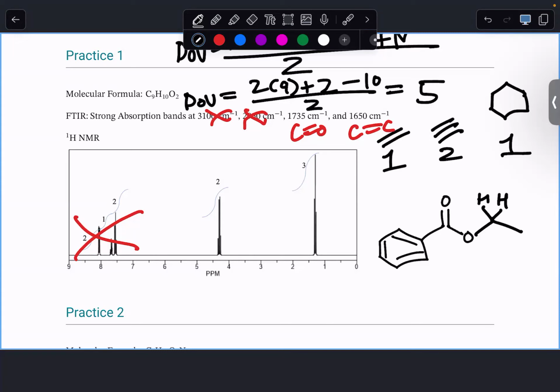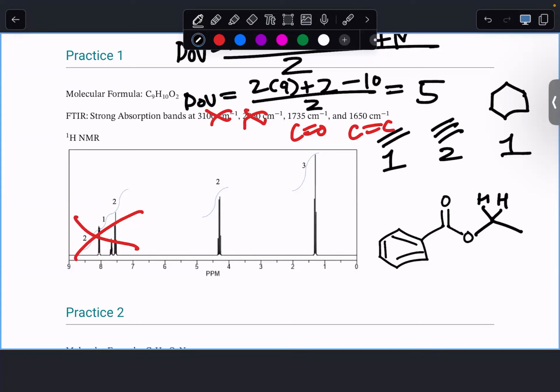To confirm everything though, we can look at the chemical formula and see. We have 9 carbons here, so that's 1, 2, 3, 4, 5, 6, 7, 8, 9 carbons. That checks out. We have 10 hydrogens, 1, 2, 3, 4, 5, 6, 7, 8, 9, 10 hydrogens. That checks out as well. 2 oxygens, 2 oxygens. 5 DOU, 1, 2, 3, 4, 5 DOU. We have a carbonyl, which is good, and a benzene ring with 1 substituent. So this is the structure for the first one here.